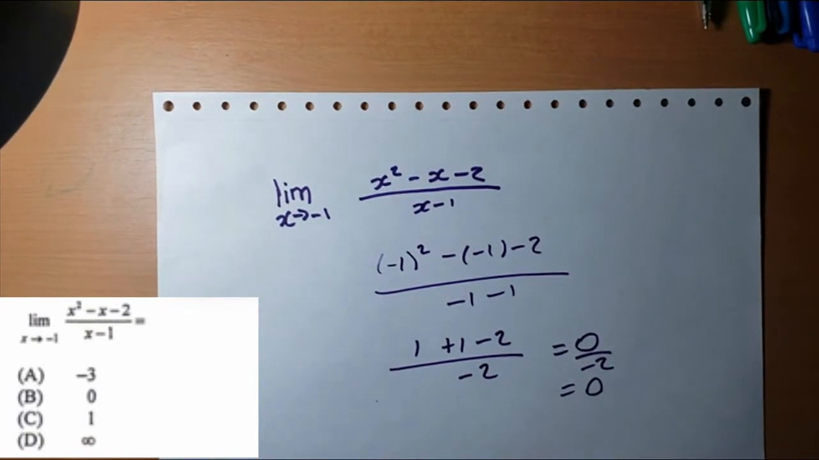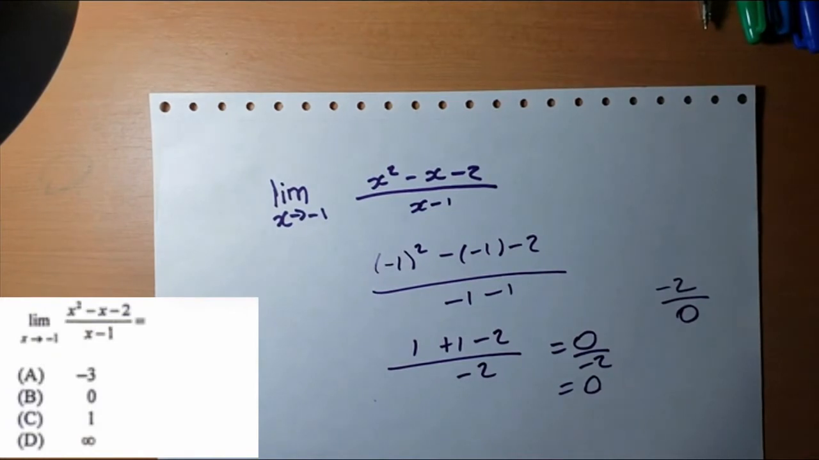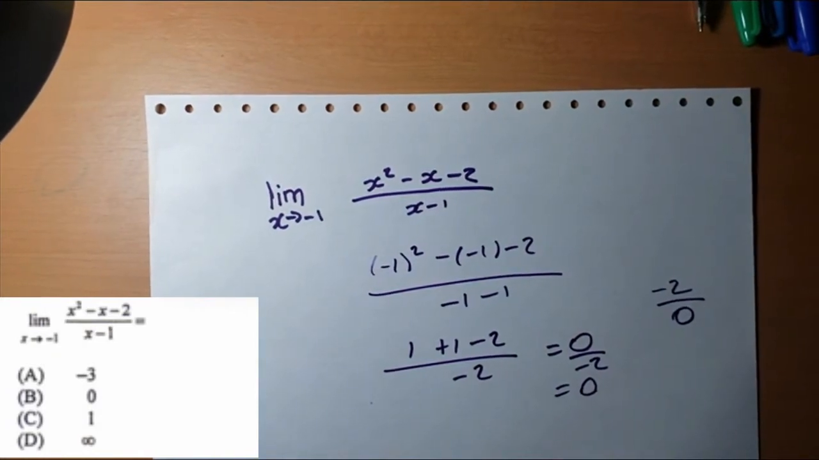That is legal. If it said -2 over 0, then it would not be 0. Okay, you can't divide by 0. Okay.